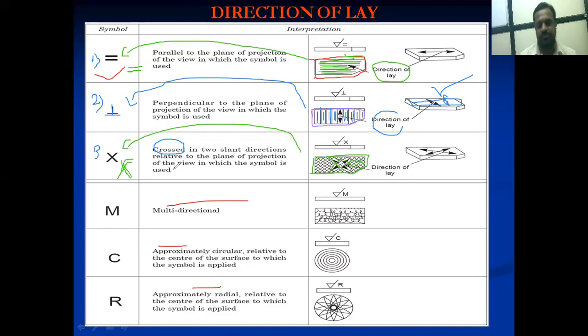Just we have to draw the X. So, okay, understood? Now in a similar manner again, multi-direction. How does it look? See, this is the component, and this is the surface of that component, and whatever irregularities are present on that surface, that irregularity will be in all the directions, in multi-direction, we can say. If the irregularities are multi-directional like this.